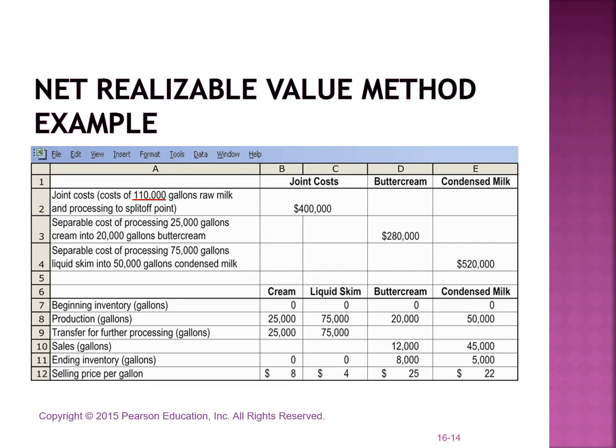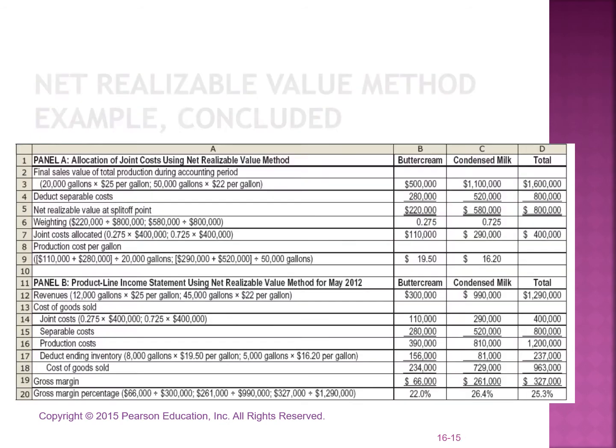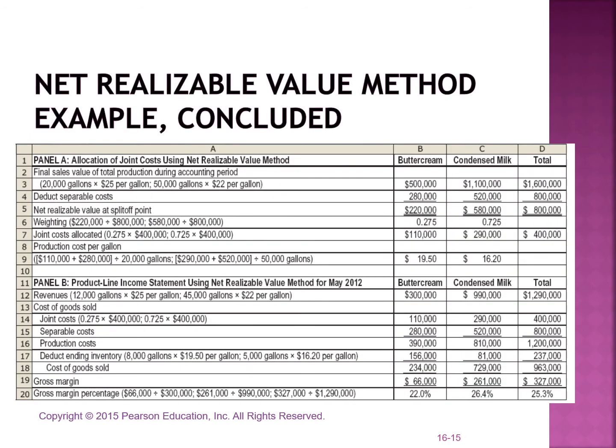Sales is 12,000 and 45,000. I'm not going to sell these two products because I'm going to further process them at full capacity. Ending of the cream and liquid skim is 0, but in the butter cream we sold 12,000 out of 20,000, so the remaining is 8,000. We sold 45,000 out of 50,000, the remaining is 5,000, so this is the ending inventory. The selling price for the butter cream is $25, and for the condensed milk is $22. As you can see here, we will start by getting the net realizable value.